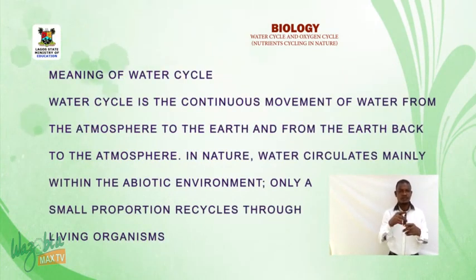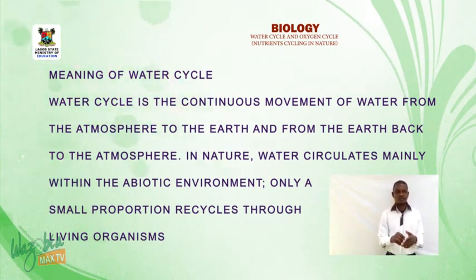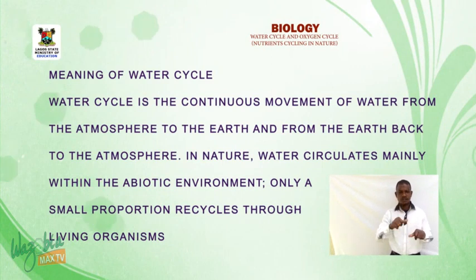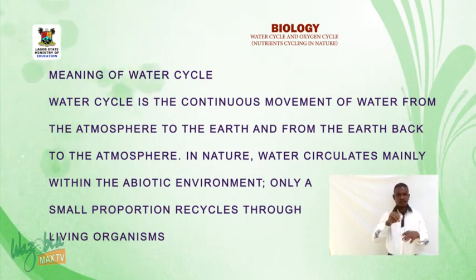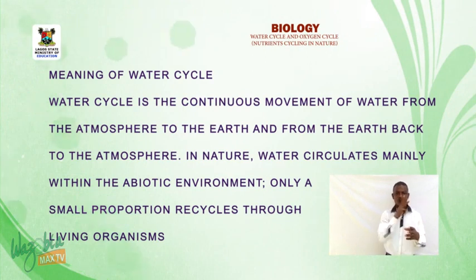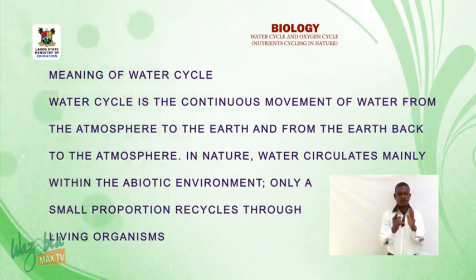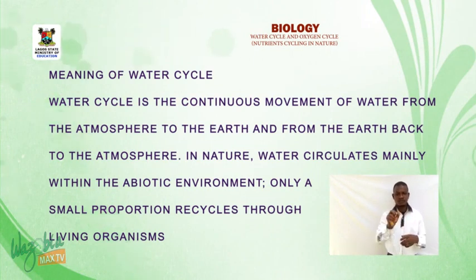Now, let us take the meaning of water cycle. Water cycle is the continuous movement of water from the atmosphere to the earth and from the earth back to the atmosphere. In nature, water circulates mainly within the abiotic environment. Only a small proportion recycles through living organisms.